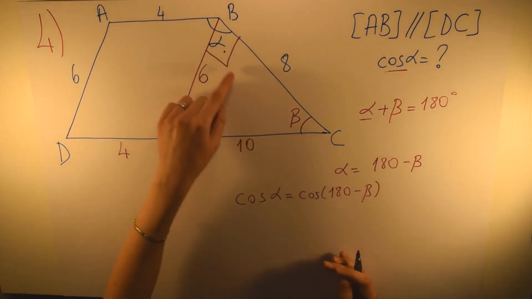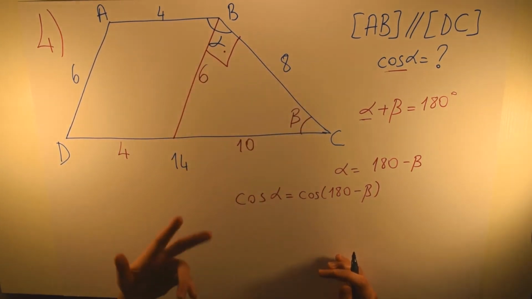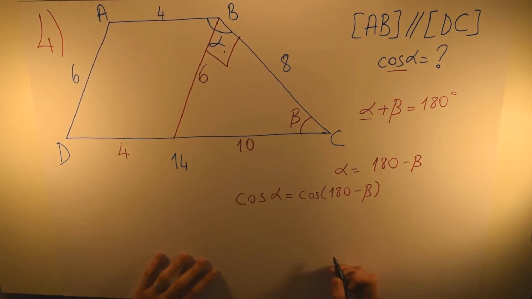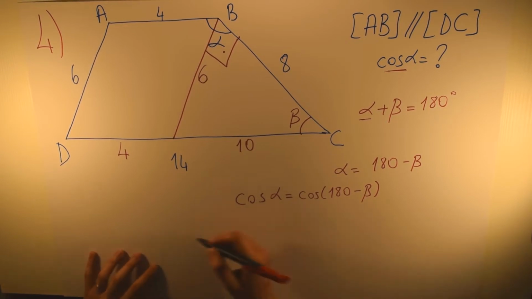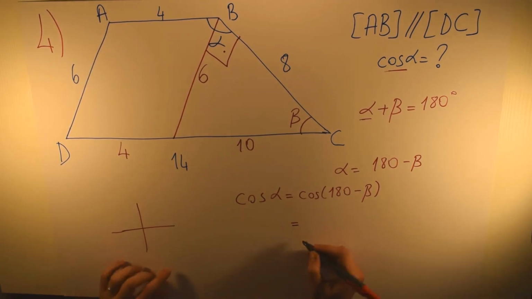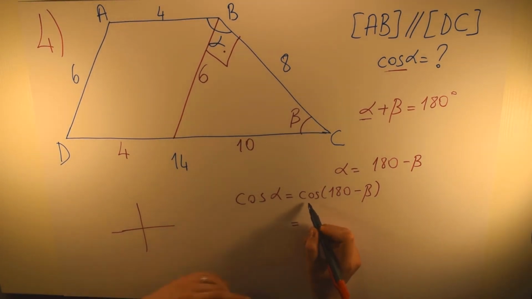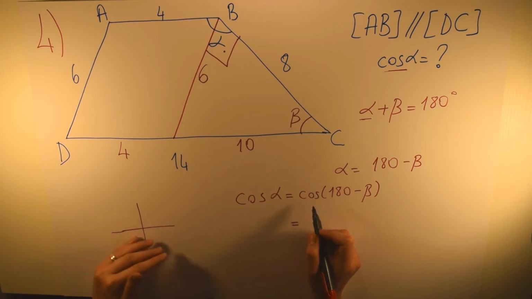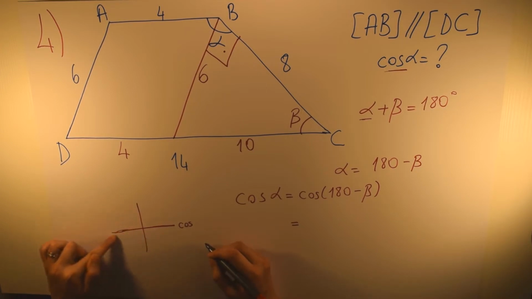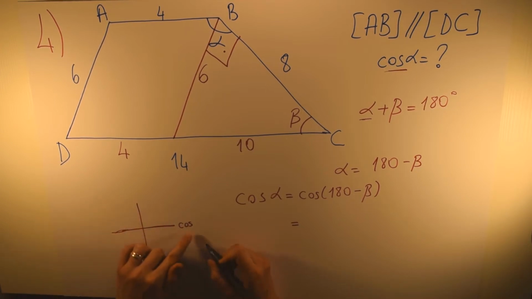Because beta is in the right triangle, right? So I can easily find the value of cosine alpha now. So let's see here. When I draw my unit circle, our first step, what was it? It was the name of the trigonometric function, right? So it is cosine. When I look at the cosine line, here is our cosine line. Don't forget, the function name doesn't change. So if it is cosine, it will stay as cosine, okay?